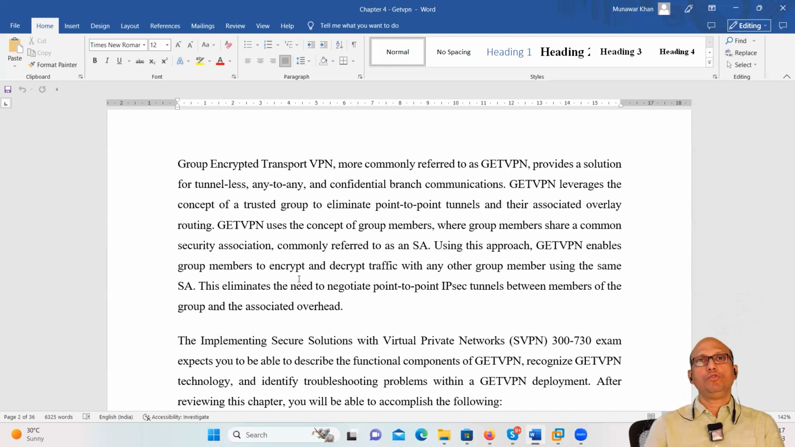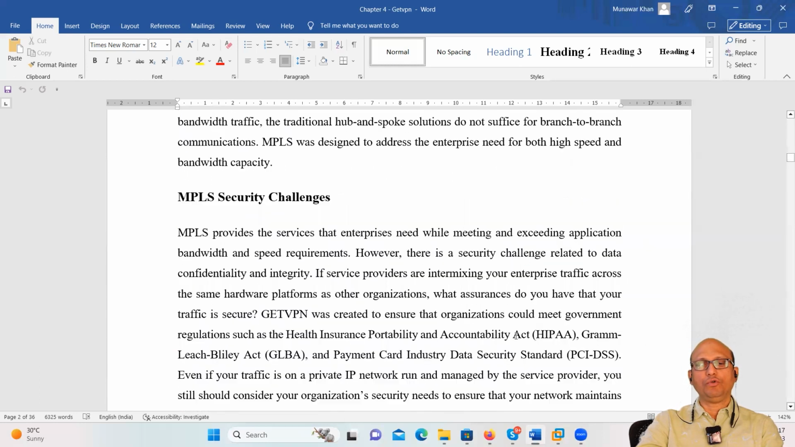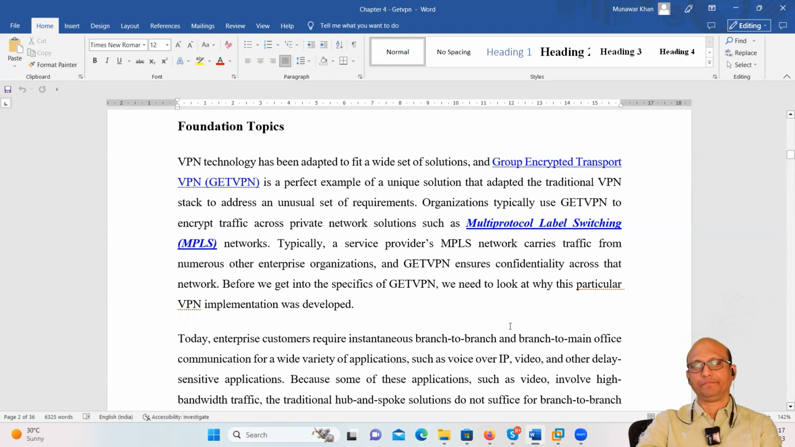So remember, there is no need to have a point-to-point IPsec tunnel between the members because it is any-to-any. Anybody can communicate with anyone because here we are not going to form any tunnel. It is a tunnel-less VPN. So you don't have to make a tunnel between branch to branch, or any point-to-point IPsec tunnel between branches or between head office and branch office. So GETVPN is also part of your SVPN, where you should get an insight about what GETVPN is.